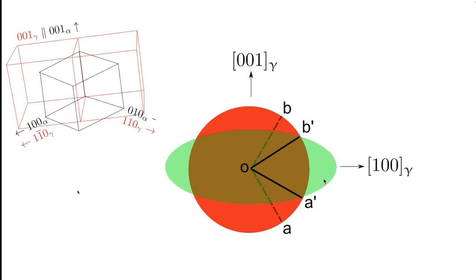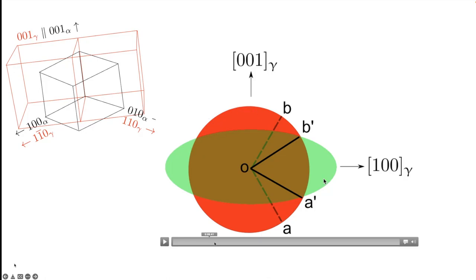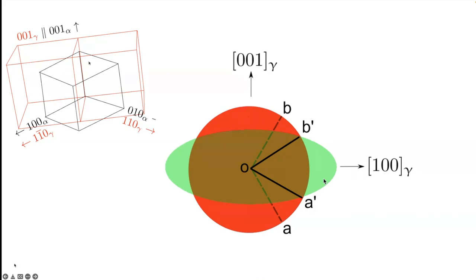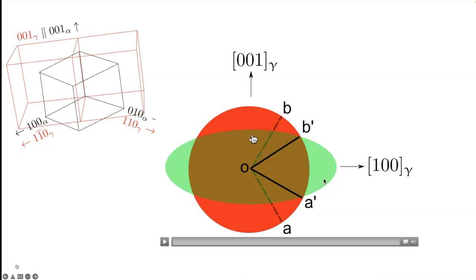Now, supposing that we represent the austenite as a sphere, and this is a section of that sphere containing these two directions, then the operation of the Bain strain, which is a compression along this axis and expansion along these two axes, will change that into an ellipsoid, an ellipsoid of revolution about the vertical axis.